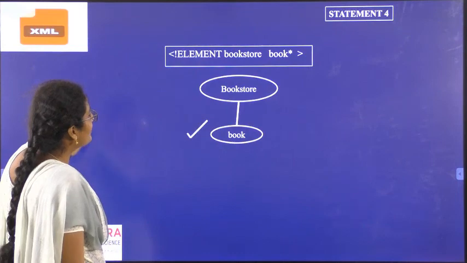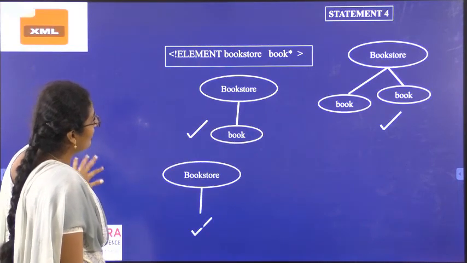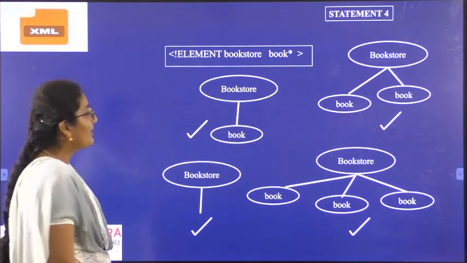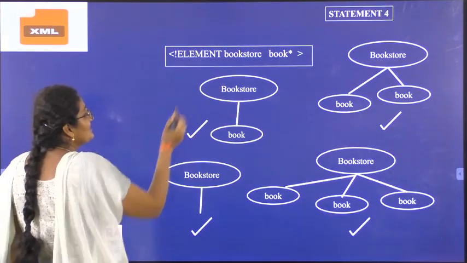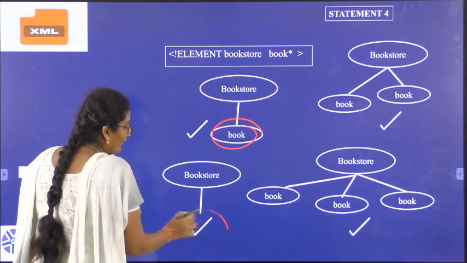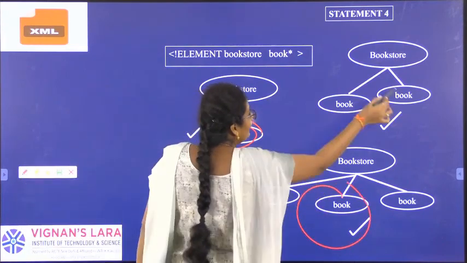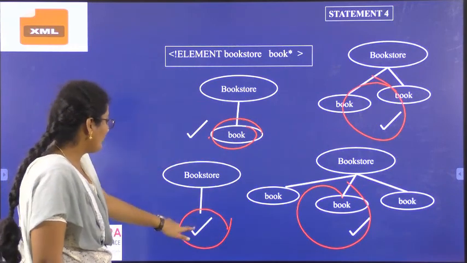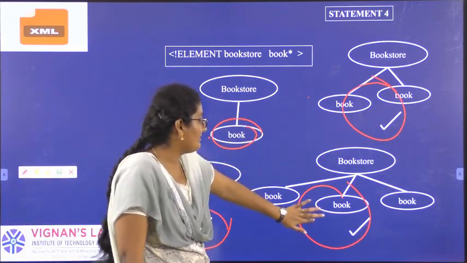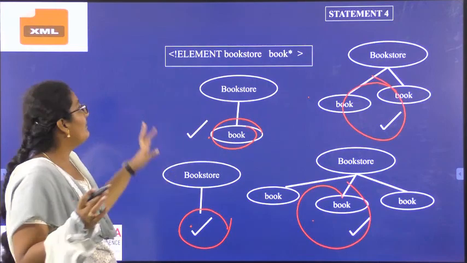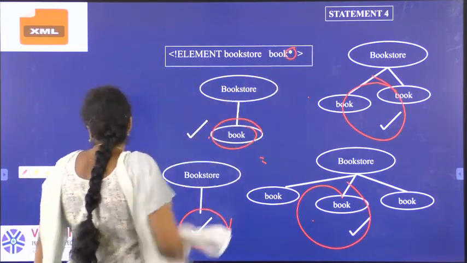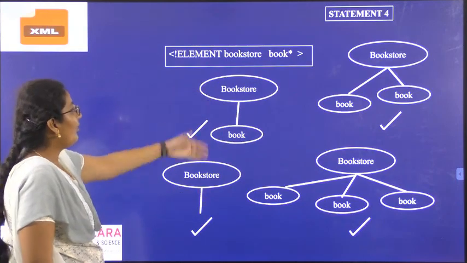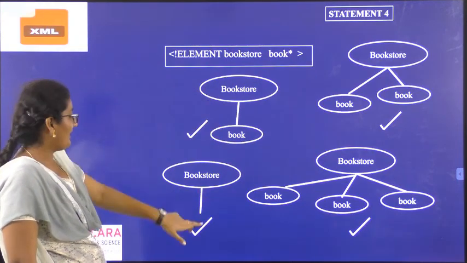Finally, asterisk means any number of times it can appear, so you can understand by this. Asterisk means it can appear any number of times, or it can be without appearing also. So everything is correct: appearing once, not appearing at all, appearing twice, appearing thrice. Anything is correct because we are using the asterisk symbol. When you use the asterisk symbol, if it wants, it can appear any number of times and it can be silent also.